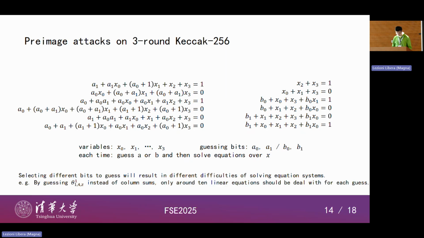As a result, although the number of guessing times is the same, the complexity of solving time can be much different. By guessing bits on theta 1, 4z of the second round, we just need to deal with only around 10 linear equations on average for each guess, resulting in better solving time.